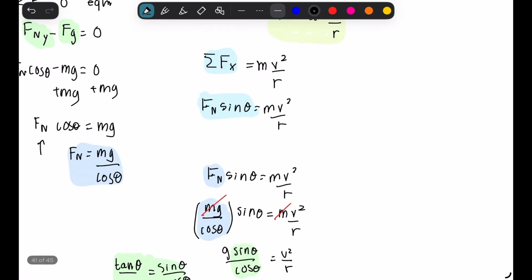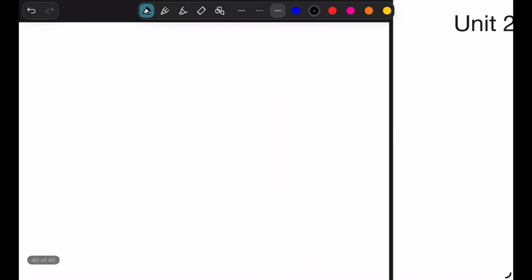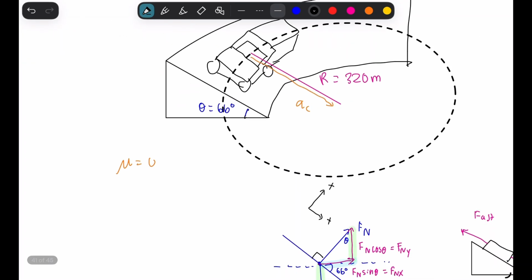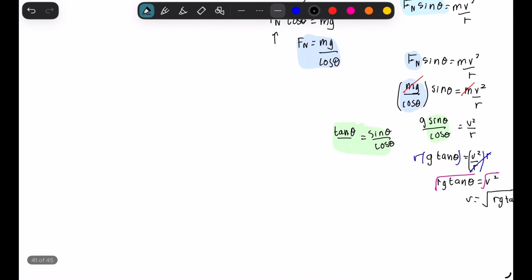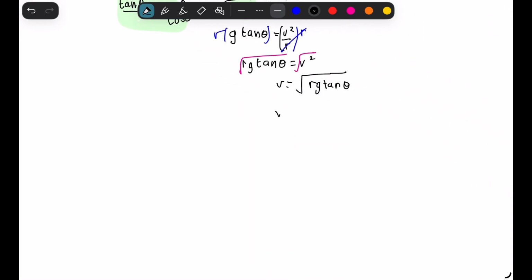Now we have numbers for this problem. Our numbers are that r is 320 meters and theta is 66 degrees. Additionally, gravity is 9.8 meters per second squared. If we plug that information into v, we can find our speed. That's going to be the square root of 320 times 9.8 times tangent of 66 degrees. This is going to give us a speed of approximately 84 meters per second.